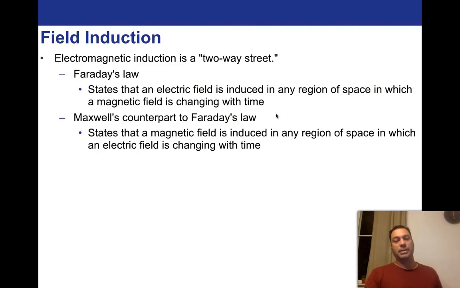Maxwell later on came in and said, yeah, well, it goes both ways, it turns out. He stated that a magnetic field is induced in any region of space in which an electric field is changing with time. So if you're changing one, you're inducing the other. If you're changing a magnetic field, you're making an electric field. If you're changing the electric field, you're going to make a magnetic field. And Maxwell actually put some really good and useful equations to this. Like I said, I regret that we won't be covering them in this class, but good stuff. It's really, really interesting.